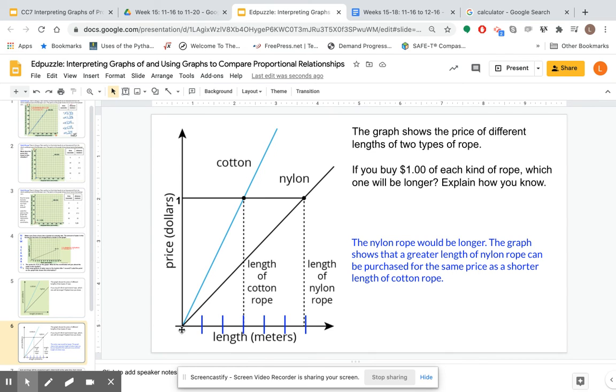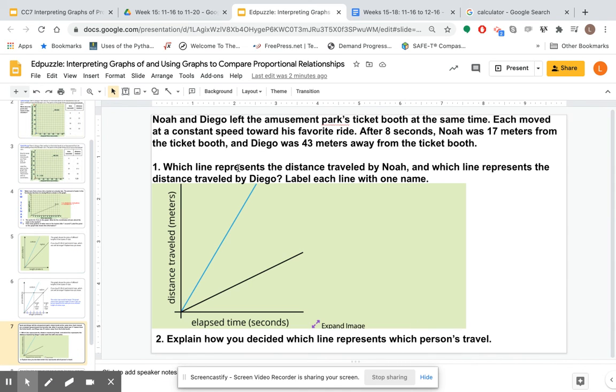And if you look on this line right here for meters, even though there's no numbers down here, I know that the further and further I move to the right, the bigger the numbers are going to be. So let's just say that the meters was counting by ones. Then in this case, it would be 1, 2, 3 meters worth of cotton for $1. But the nylon would be like 6 meters of nylon for $1. So the nylon rope would be longer, and the graph shows that the greater length of nylon rope can be purchased for the same price as a shorter length of cotton rope.